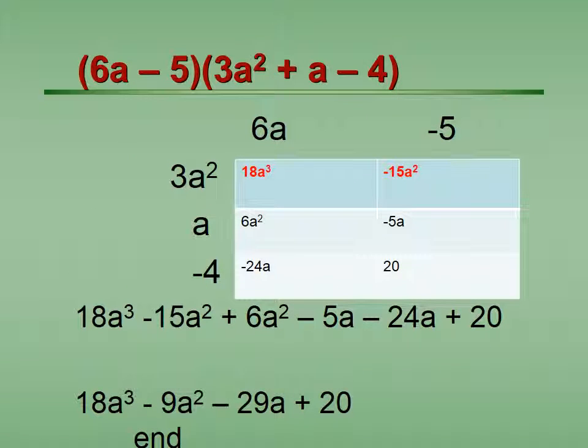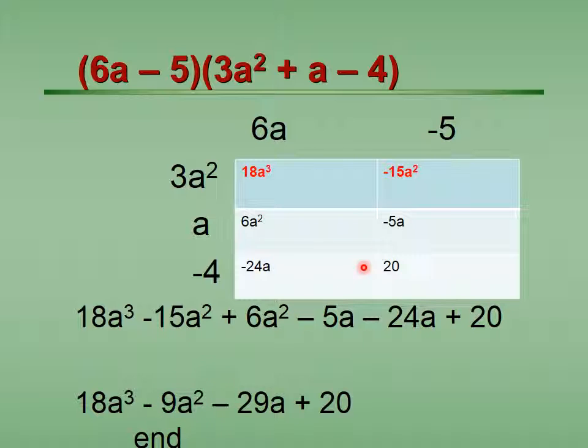This is our last example. We have 6a minus 5 on top, 3a squared plus a minus 4 along the side. So I went ahead and used my box method or my Punnett squares. So 6a times 3a squared became 18a cubed. And then negative 5 times 3a squared became negative 15a squared. 6a times a is 6a squared. Negative 5 times a is negative 5a. 6a times negative 4 is negative 24a. And then negative 4 times negative 5 is 20.